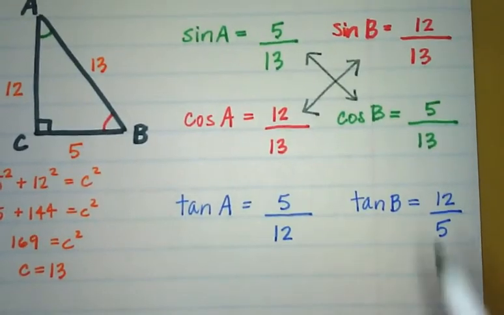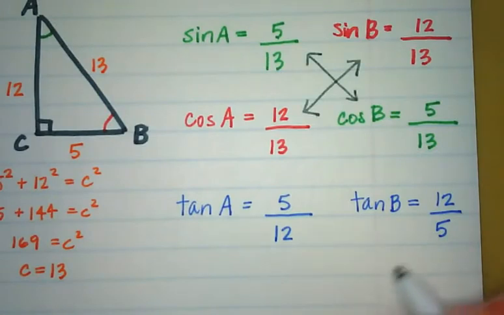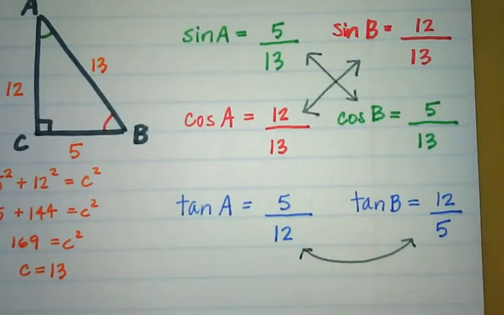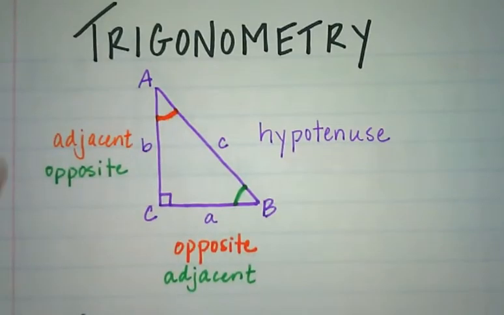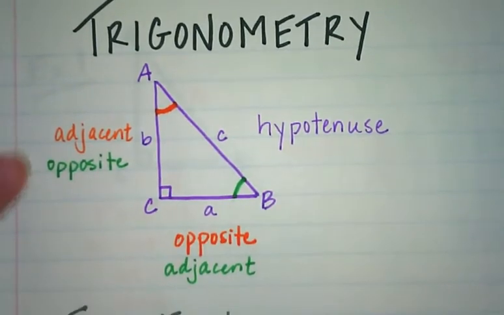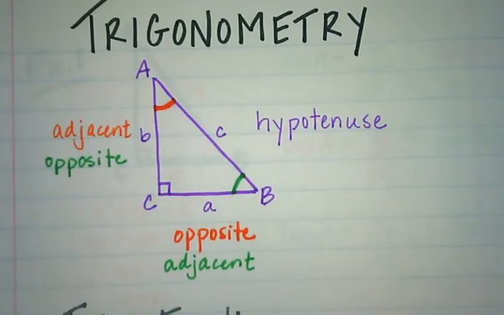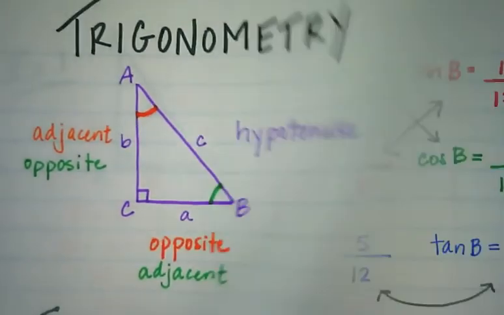And then between these two, what you should notice is that the tangent of A is the reciprocal of the tangent of B. Now, if you think about it, this will make perfect sense, because if we go back to our first page, the adjacent side for angle A is the opposite side for angle B, and the opposite side for angle A is the adjacent side for angle B. So those things should hopefully make sense.